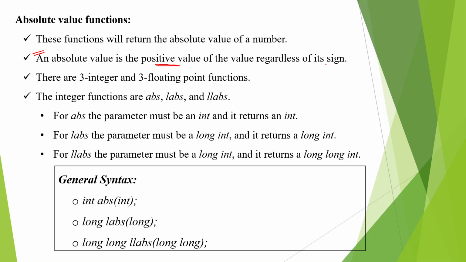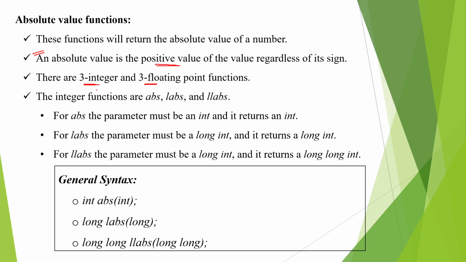Irrespective of the sign of the number, we always get a positive value only. So we have three integer functions and three floating point library functions in order to calculate the absolute value. Three integer in the sense for whole numbers, without fractional parts they deal with, and floating point in the sense with fractional part they deal with.